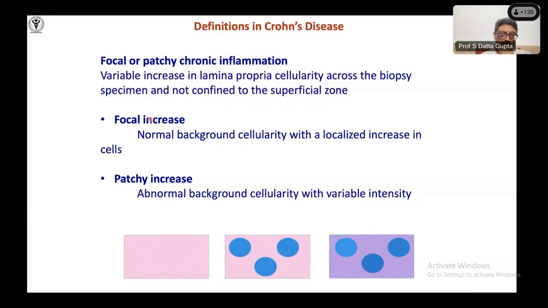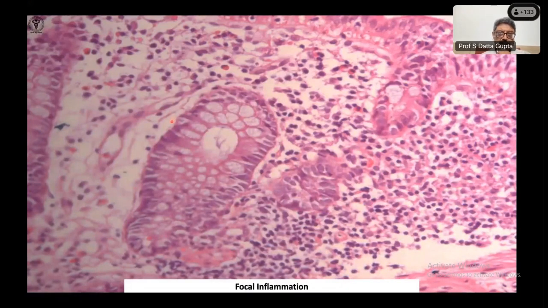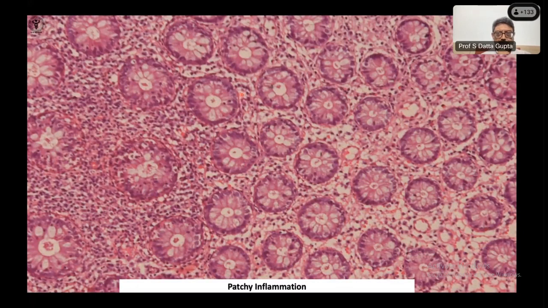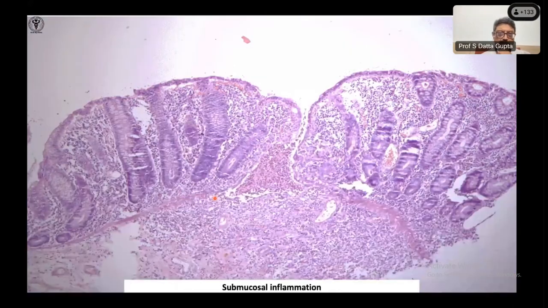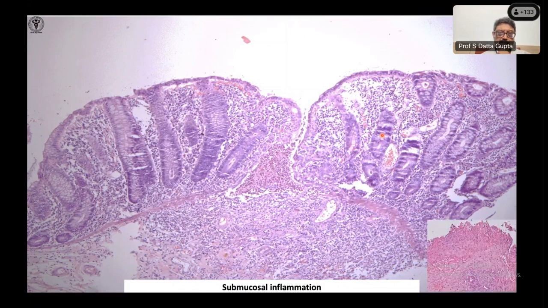When you use the term focal increase in inflammation, it means normal background cellularity with a little increase in inflammatory cells. Patchy means increased background cellularity with focal small areas of increase in inflammatory cells. This is focal inflammation, typical of Crohn's, where background cellularity is normal. This is patchy inflammation, which you can get in a lot of conditions, with full background cellularity increase. More than 2 lymphoid follicles per millimeter of biopsy is abnormal. Submucosal inflammation is more likely to be Crohn's or TB than ulcerative colitis.